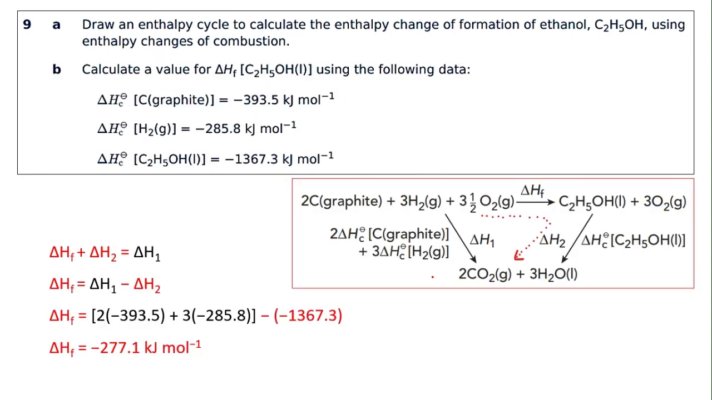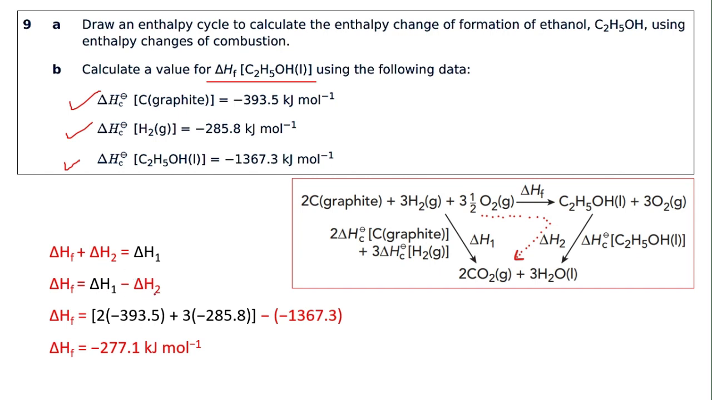Part B is saying to find the delta H formation of ethanol by using the combustion of graphite, combustion of hydrogen, and combustion of ethanol values. So delta HF plus delta H2 will be equal to delta H1, because HF and H2 are on the indirect route. It is equal to delta H1. So if we want to find the delta H formation, delta H2 will go on the other side and subtract.